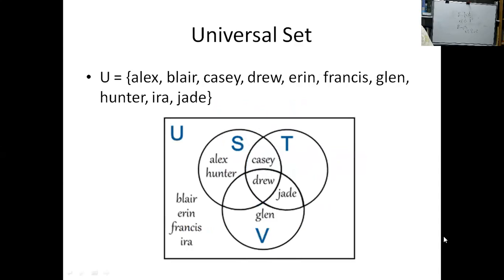Universal set is all of them together: Alex, Blair, Casey, Drew, Erin, Francis, Glenn, Hunter, Ira, and Jade. All of them together. Soccer, tennis, volleyball. And these four persons, who are outside, are not part of any of these three teams, but they are part of the universal set. They would be the prime of the union of these three sets. Let's say there's a school, for example, and only these students are in these sports teams, but these four are not in any of them. But together they form the universal set of that school regarding the students.